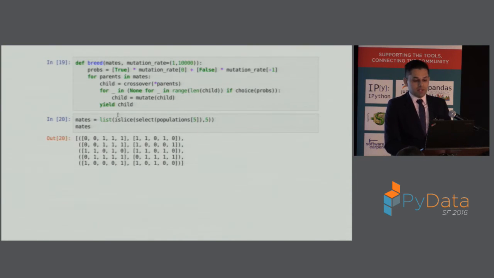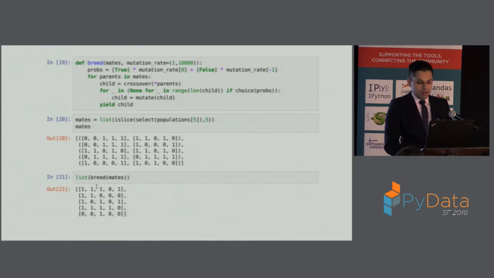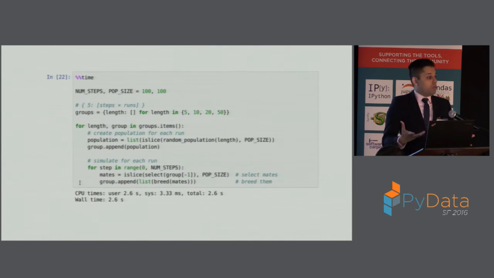We select our mates, and so we're going to select 5 mates, and so these are the mates that are selected. These will be bred. When we breed them, this is the result of the population. So those original 5 chromosomes breed to create this new generation. Once we have that, we're done.